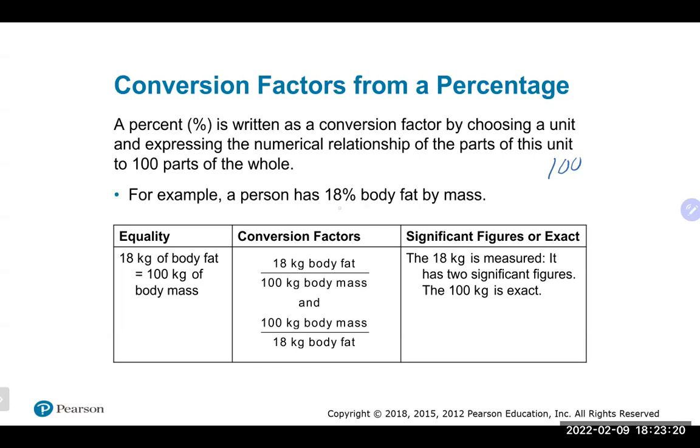If we had somebody that was 18% body fat by mass, that basically means, for example, 18 kilograms of body fat per 100 kilograms of body mass, or the opposite. You could also do it in pounds: 18 pounds of body fat per 100 pounds of body mass, or 100 pounds of body mass per 18 pounds of body fat. You can choose any units you want. The ultimate goal is you take 18 divided by 100, then times 100, it's 18%, no matter what the unit is in that particular case.